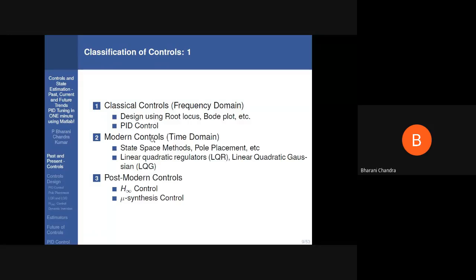And in the modern controls, late 1950s or 1960s, when the emphasis was on state space methods, pole placement, LQR, LQG, and so on, we call it the modern controls. And the postmodern controls, late 1980s onwards, where robust control dominated, we call it postmodern control. So this is one such classification.